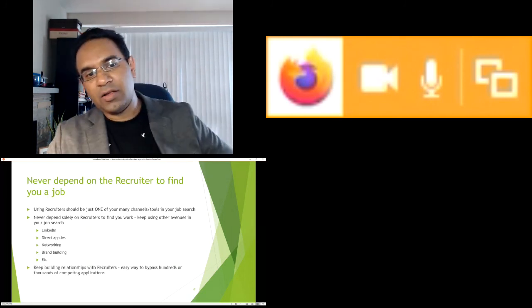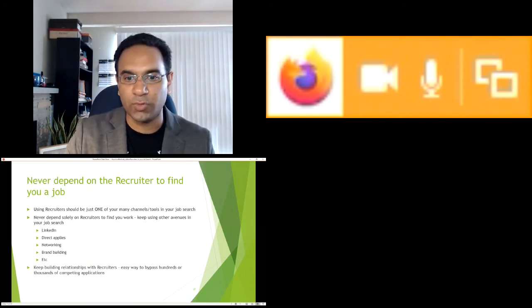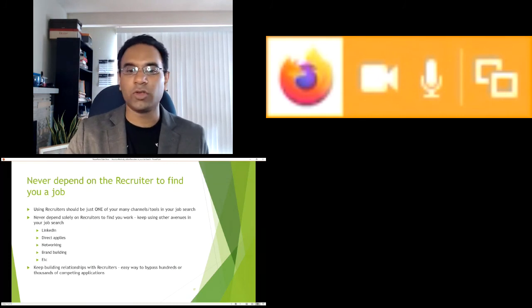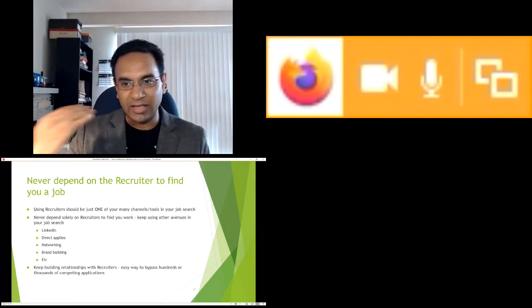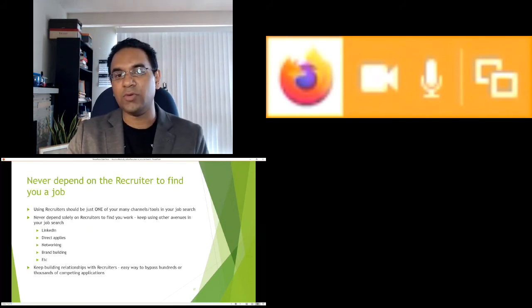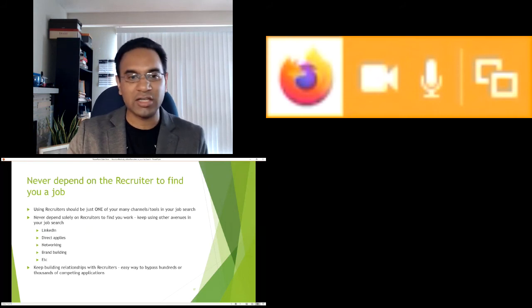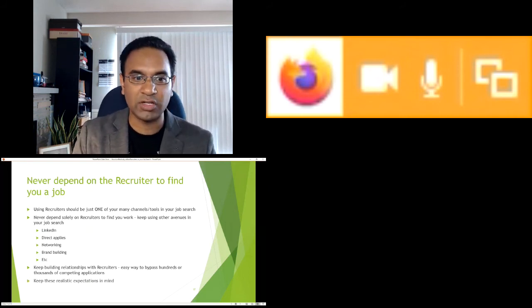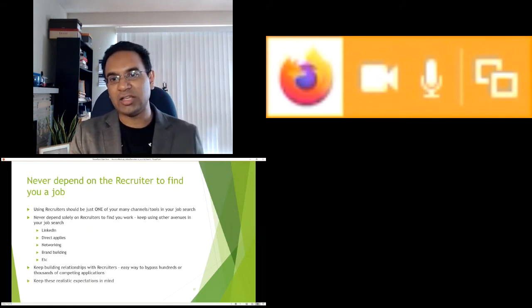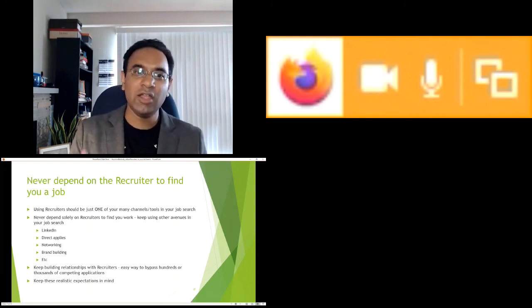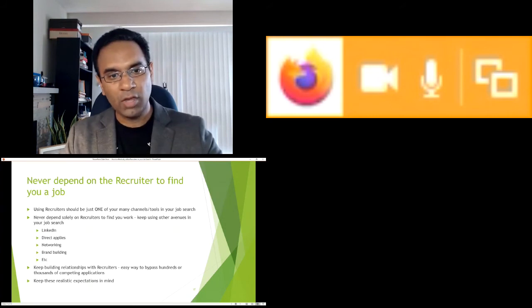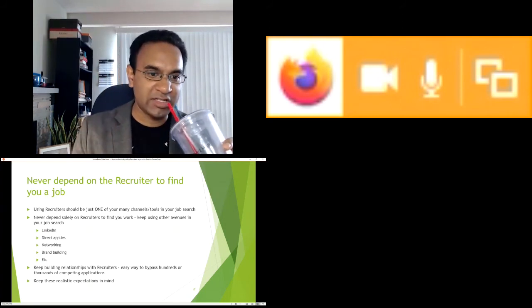And finally, keep building relationships with recruiters. Definitely, if you're working with a recruiter, if you're being represented by a recruiter, it's an easy way to bypass hundreds and even thousands of competing applications and get yourself in front of the right people, decision makers, employers and organizations. So it's definitely a good one to keep. But just keep these realistic expectations in mind. That was my intention in this presentation. I hope I was able to convey that to all of you in terms of setting those realistic expectations, right?